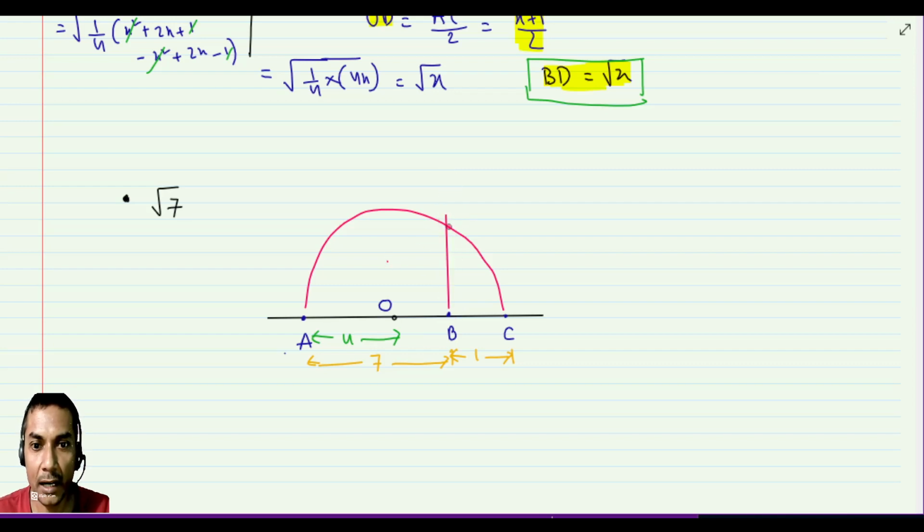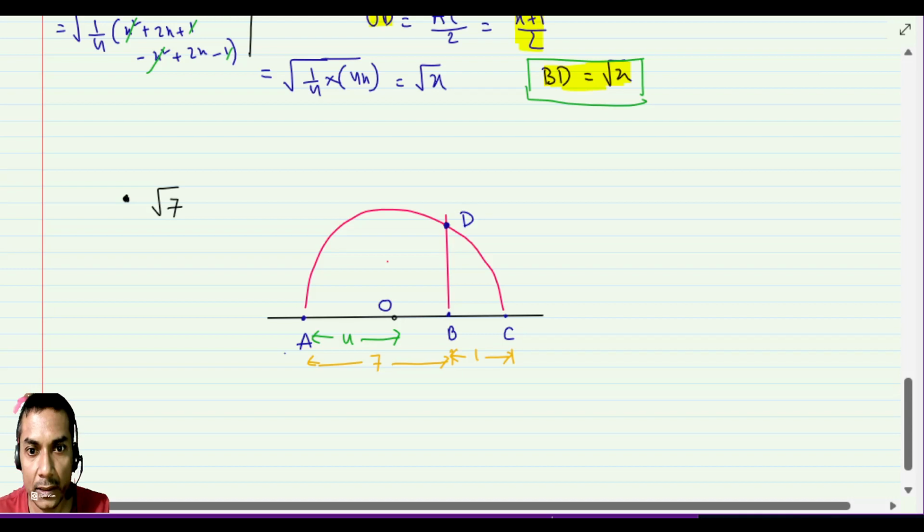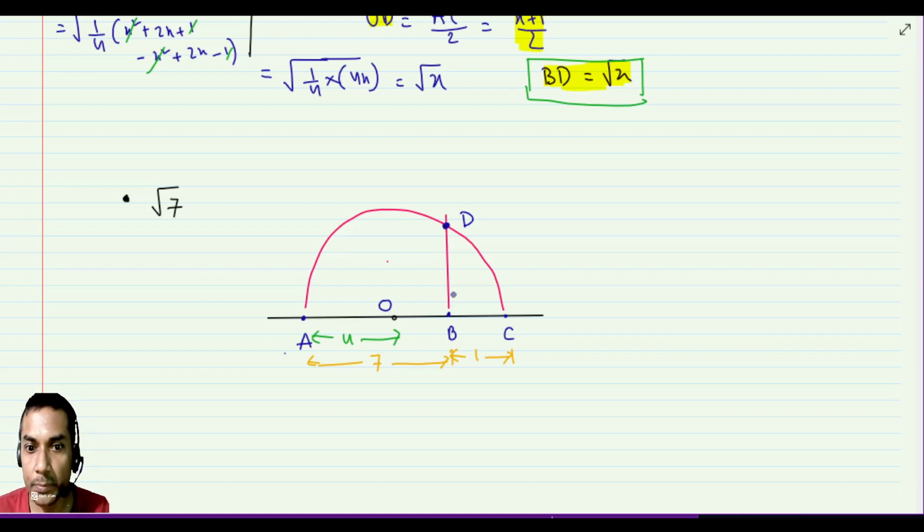And where it is cut, this half circle curve, you just take the point as what? At A, B, C, D. This point as D. Clear? So this BD represents the root 7.